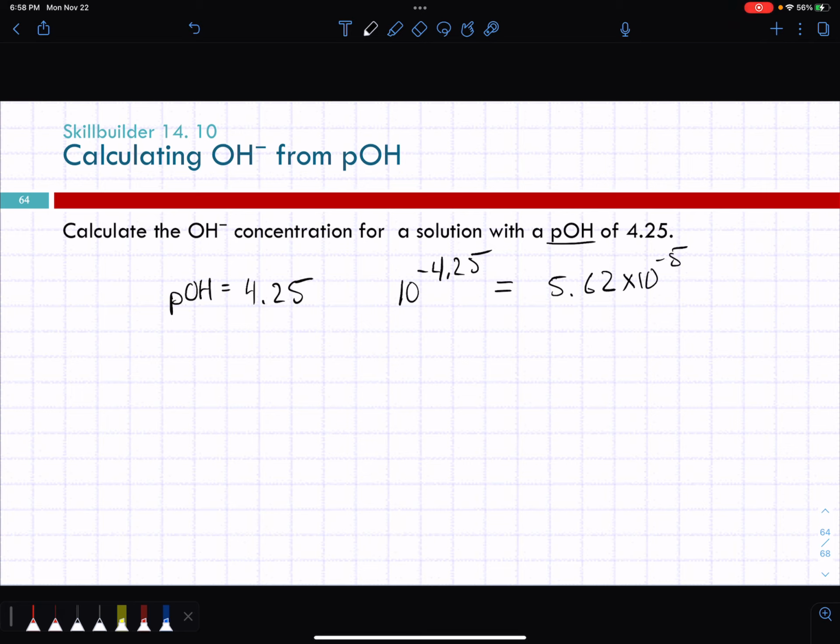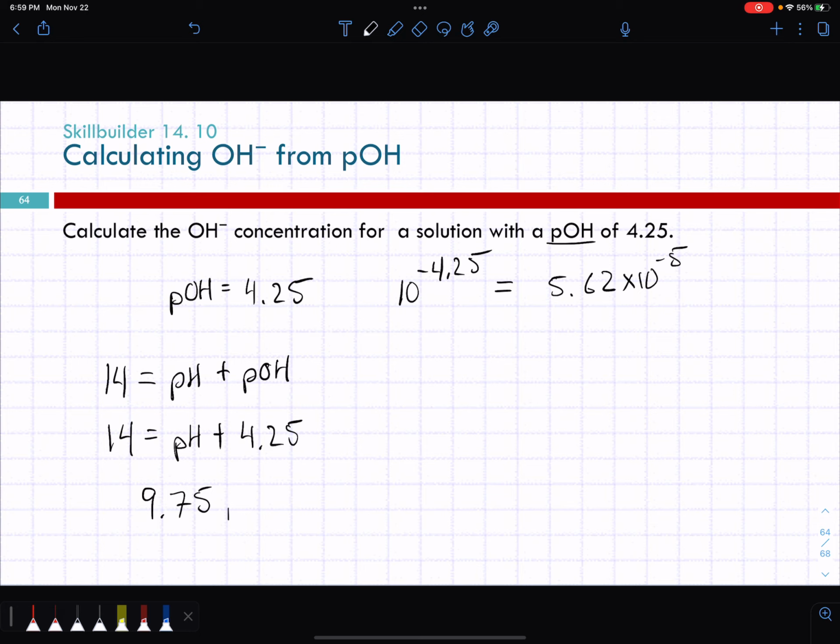But if we wanted to, we could also find the pH from this. pH plus pOH is always equal to 14. So 4.25 plus pH equals 14. We subtract that 4.25 from 14, and we get 9.75 as the pH.